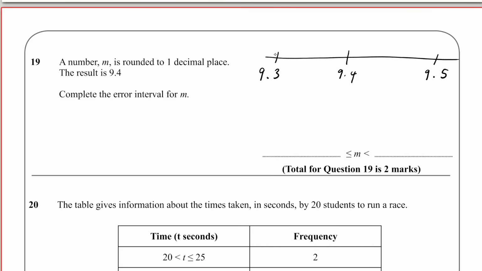In order to round to 9.4, it has to be between the two midpoints. So halfway between 9.3 and 9.4 is 9.35. Halfway between 9.4 and 9.5 is 9.45. So our number must be somewhere in between 9.35 and 9.45. And you can see that it can equal the 9.35, and it's not got an 'or equal to' on the 9.45.